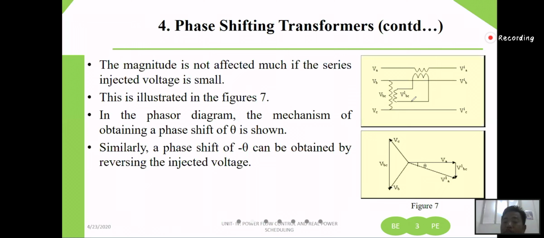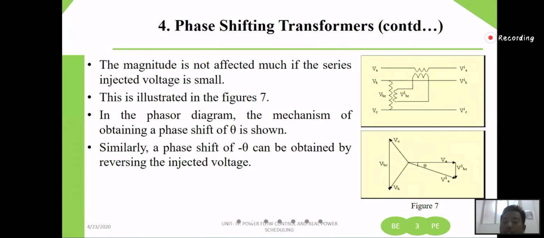This is to control the power flow in this transmission line, which means whatever power we are sending from here, we don't want it to be received here. So we require some changes in power in this transmission line. At that time, if we require, then we can introduce this phase shift transformer. This is one method which we can do.